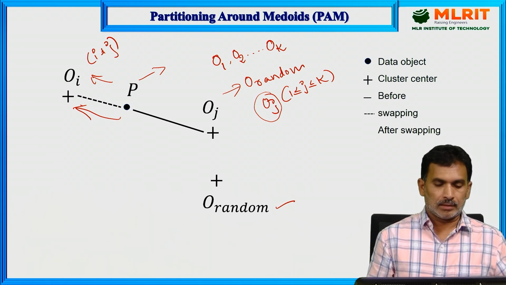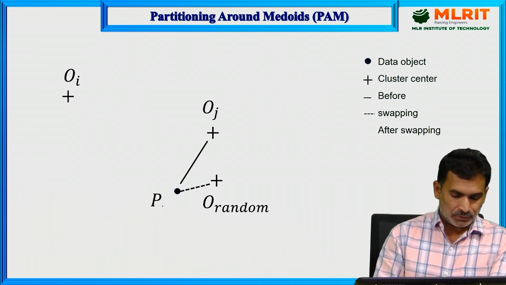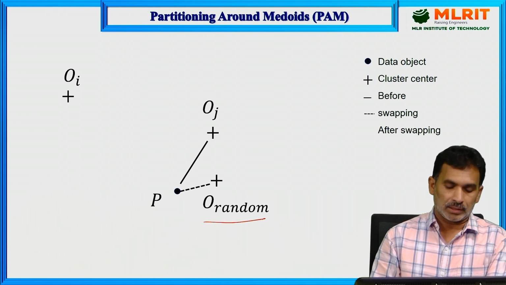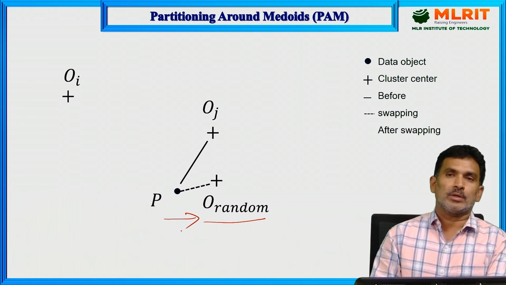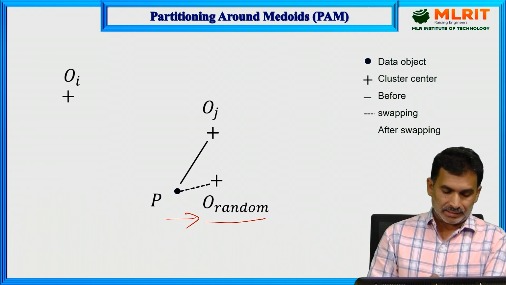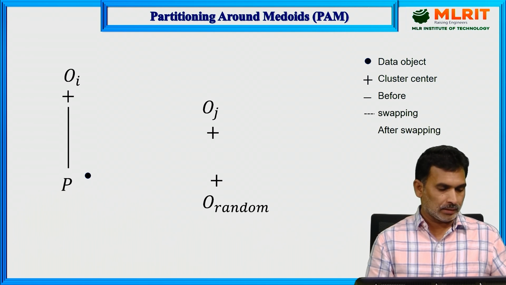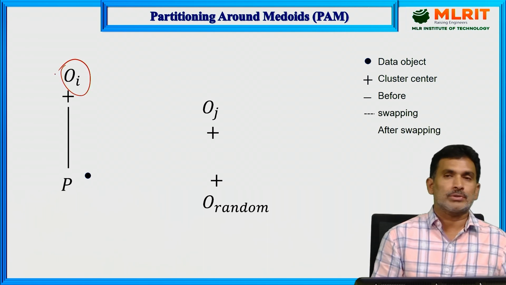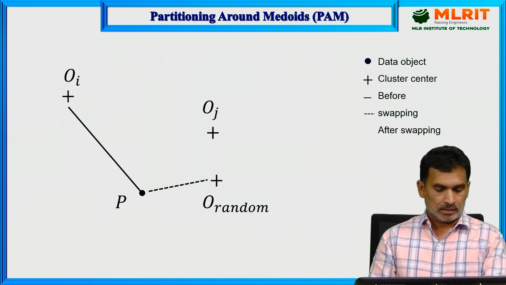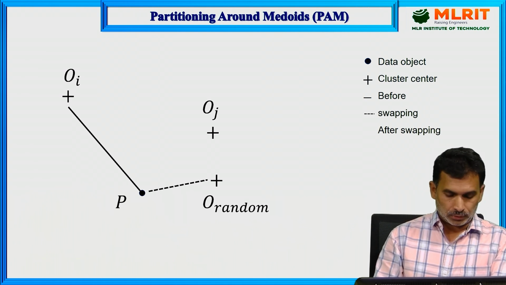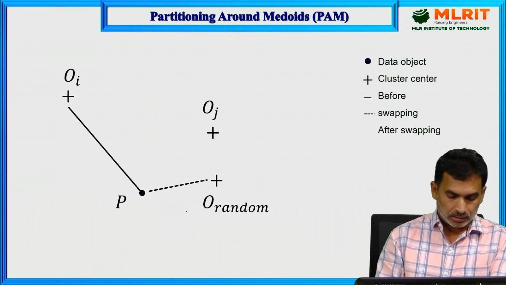Now let us consider another scenario. Suppose the object P is close to O random, because Oj is being replaced with O random. Then P will be assigned to this new representative object, O random. In another case, there is no change because P is still close to Oi, so no reassignment is done here. And in another case, if Pi is close to O random, then it would be assigned to the cluster O random.